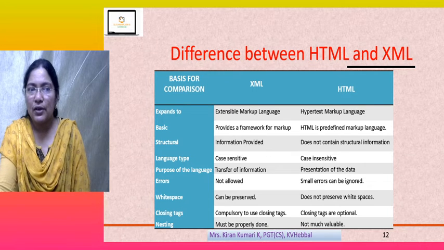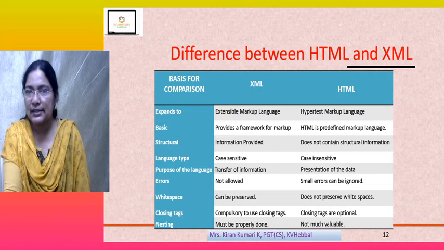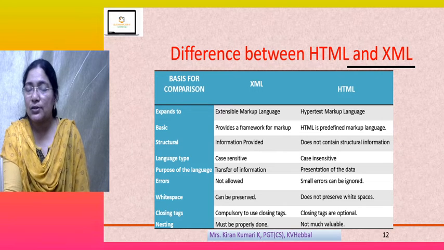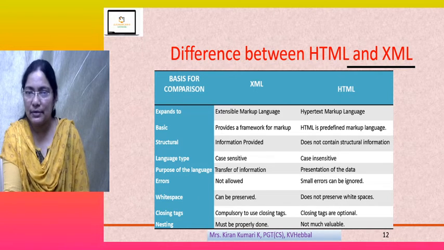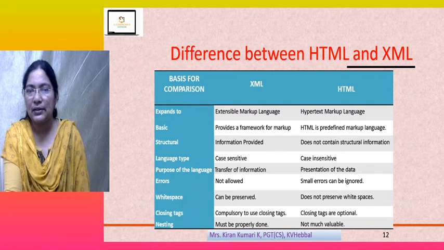If you look at the structure, XML provides structural information, whereas HTML does not contain structural information. XML is case sensitive, whereas HTML is case insensitive. XML transfers information, whereas HTML is only for the presentation of the data. XML errors are not allowed, but HTML, as it is an interpreted language, can ignore even small errors. XML white spaces can be preserved, but HTML does not preserve white spaces.